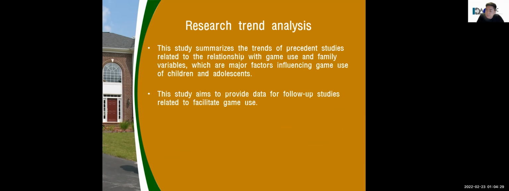The major reason we conducted this research trend analysis is that this study summarized the trends of precedent studies related to game use and family variables, which are major factors influencing game use of children and adolescents. This study aims to provide data for follow-up studies related to game use.